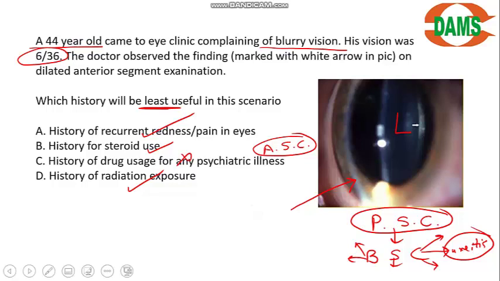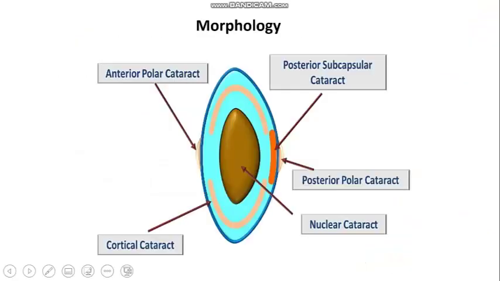So let us quickly, I'll show you other morphologies as well. Here can be the morphologies in the lens. The cataract in the center is a nuclear cataract. In the periphery it can be cortical cataract, or it can be posterior subcapsular, or anterior subcapsular, or it can be on the poles, anterior pole, posterior pole. Let us see different shapes.